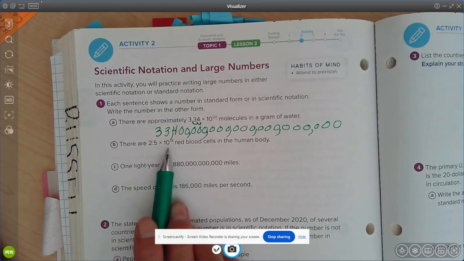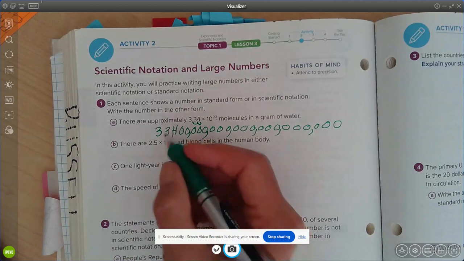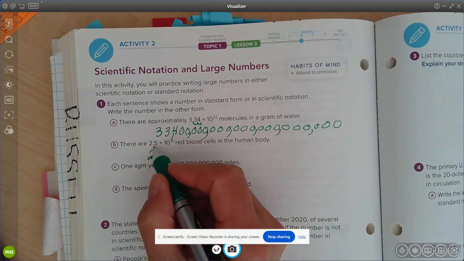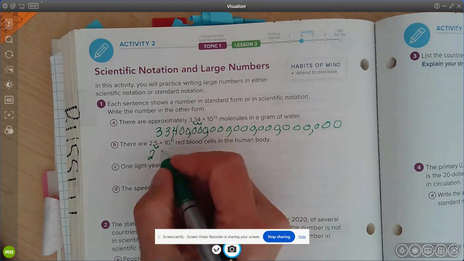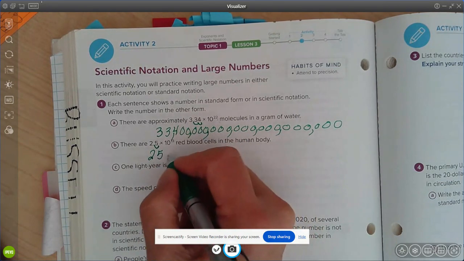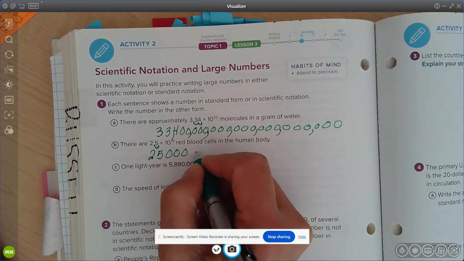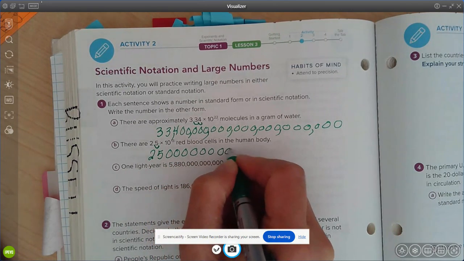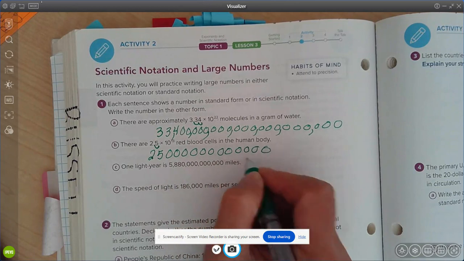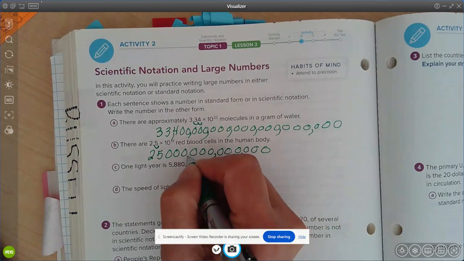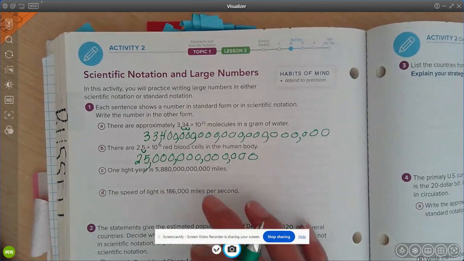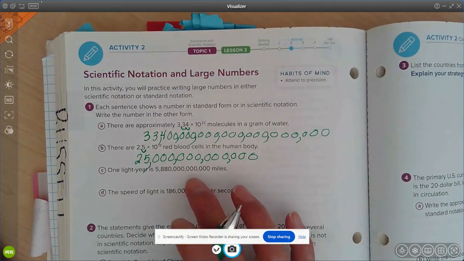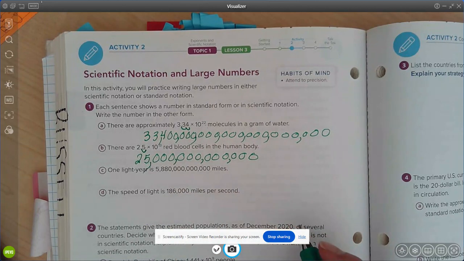Same thing here. This is 2.5 times 10 to the 13th. That means I'm going to move the decimal 13 places. One place is taken up with this move. So I don't add 13 zeros, I add 12. There we go. Okay, and then these second two problems is rewriting it in scientific notation.